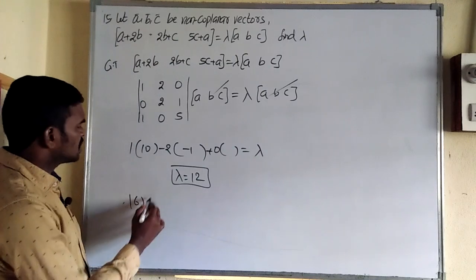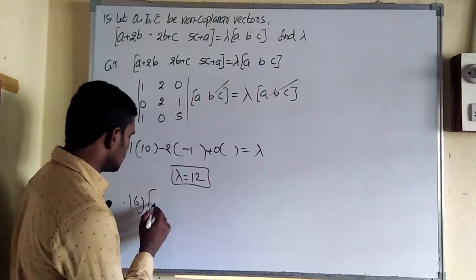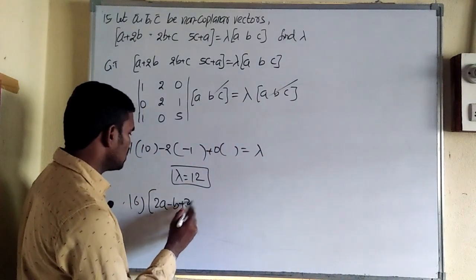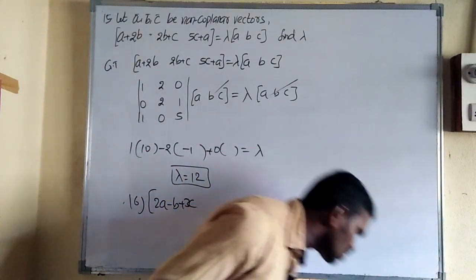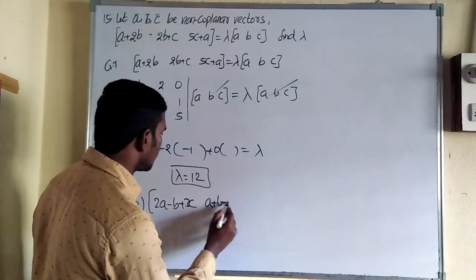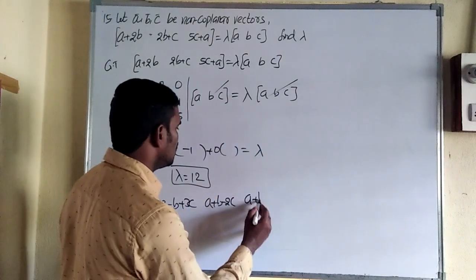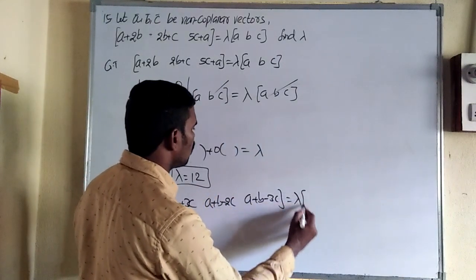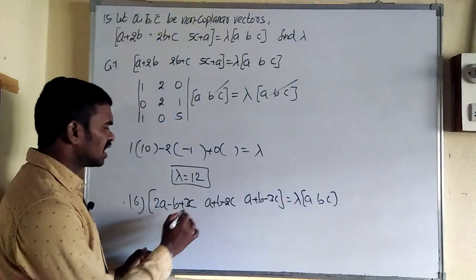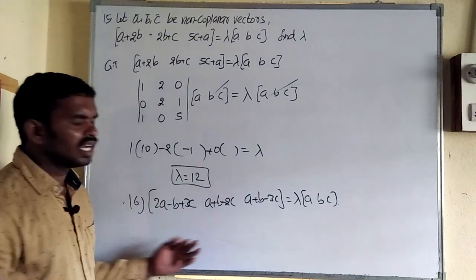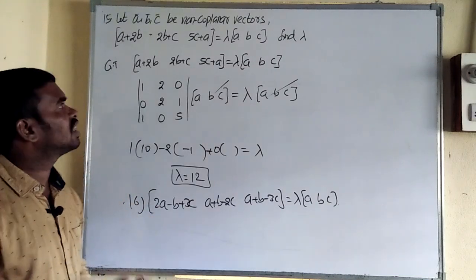Similarly, I will give one more question of the same type. See: 2a minus b plus 3c, a plus b minus 2c, and a plus b minus 3c, the box of these is equal to lambda into box ABC. Find lambda. Same type of question. Usually, make the determinant: 2, minus 1, 3; 1, 1, minus 2; 1, 1, minus 3. In this, into box ABC is equal to lambda into box ABC. Box ABC cancels, and you will get the lambda value by the same process.